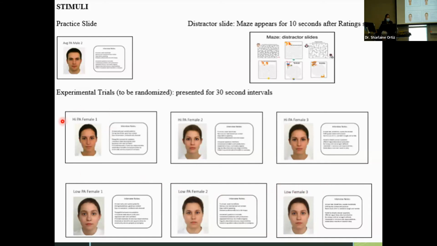Notice that each stimulus, the physical attractiveness, was accompanied by an interview note. For example, at random, the interview note was neutral, positive, or negative, paired with an attractive female, and here we have a low attractive female that's computer generated. And then we have the interview notes for that female. So this is what the experiment would have looked like for the research participants.